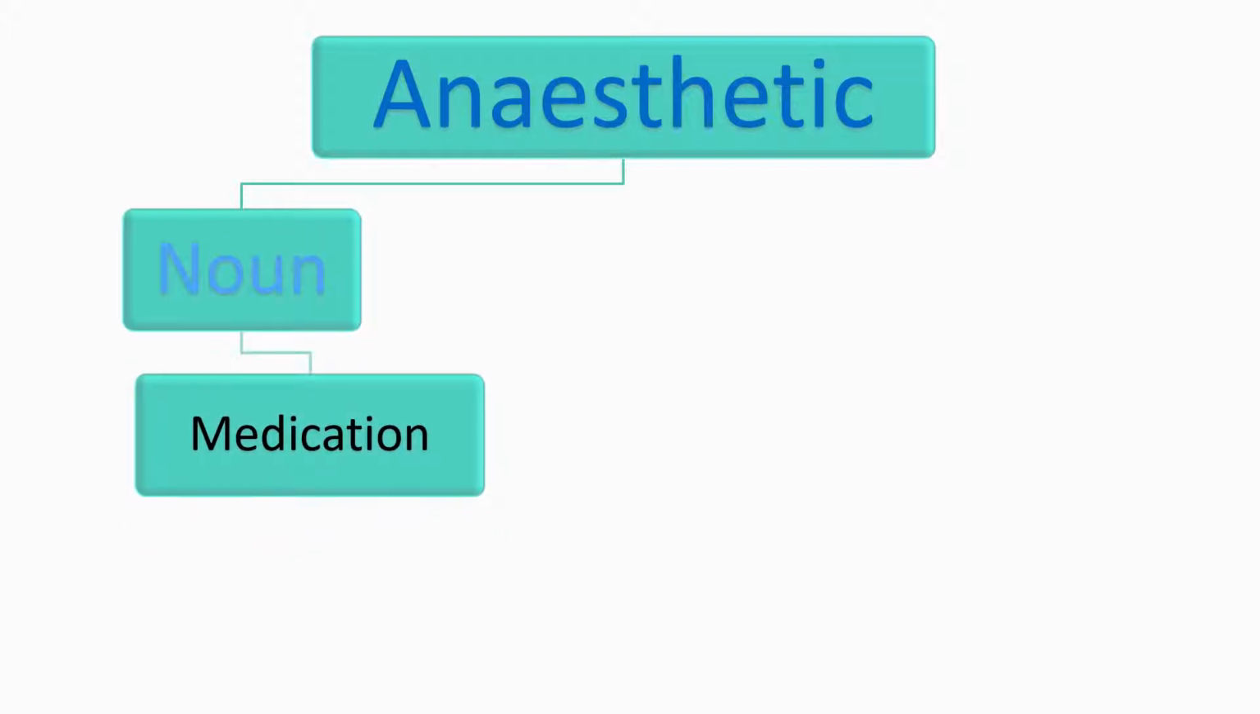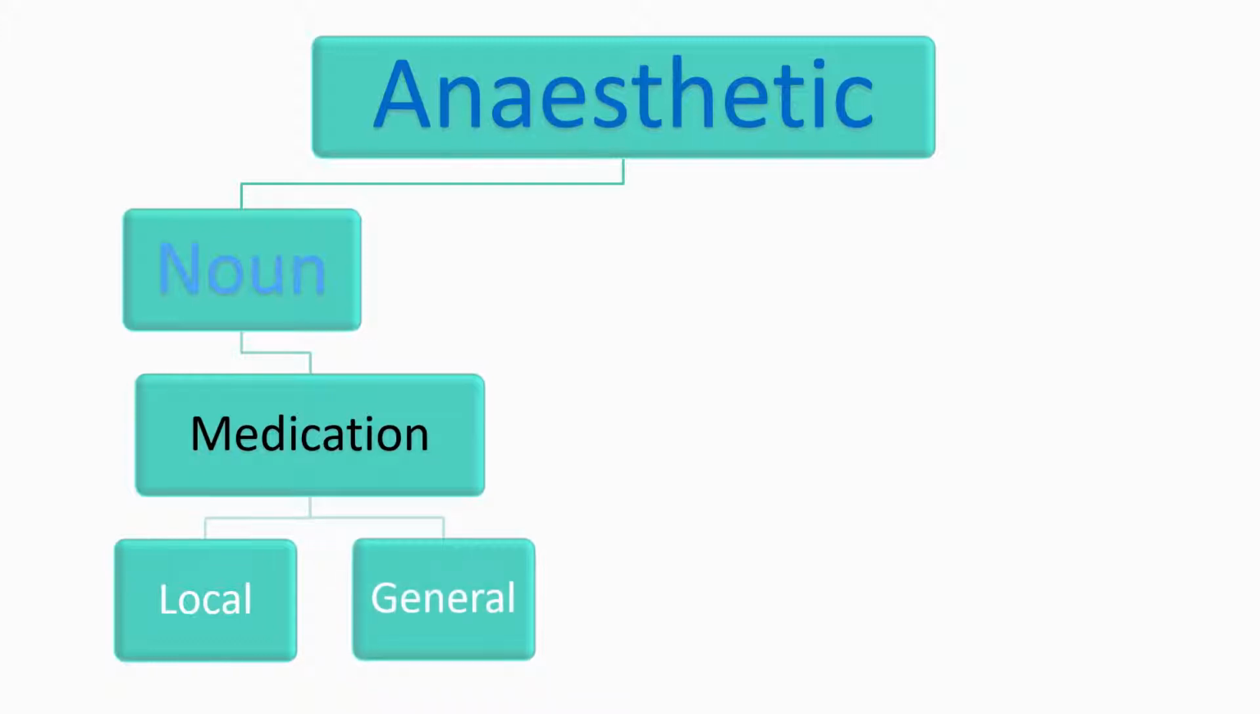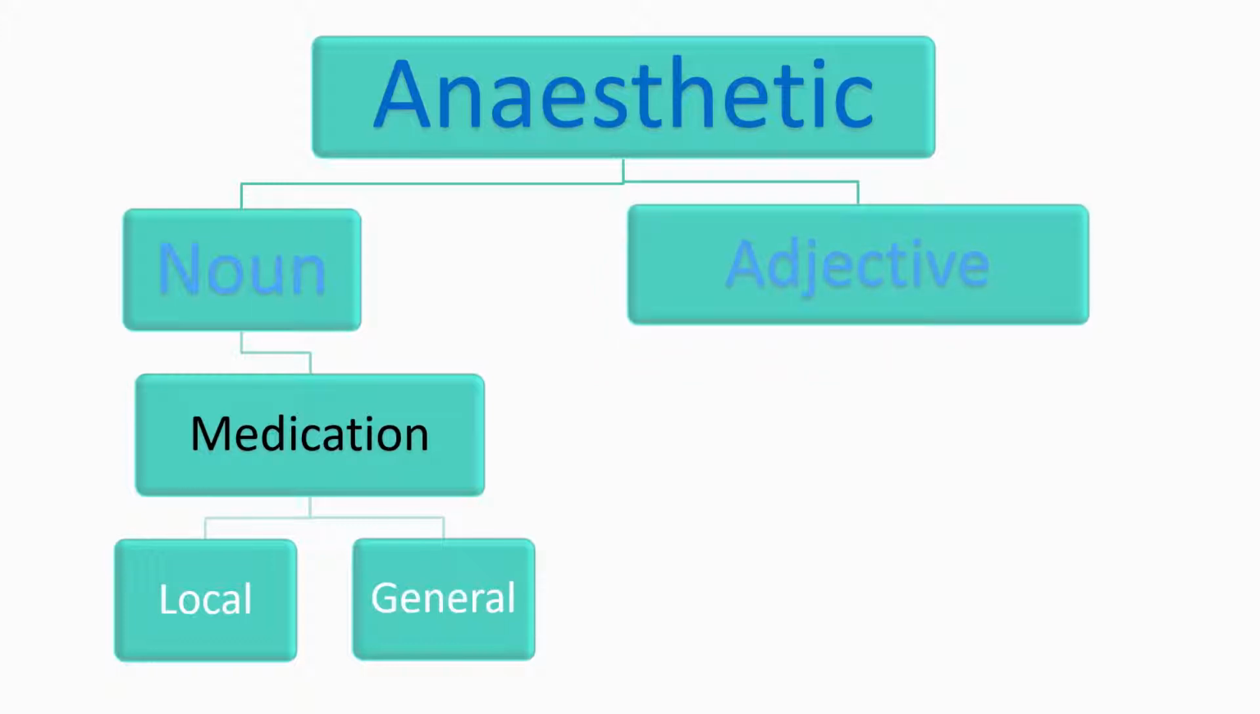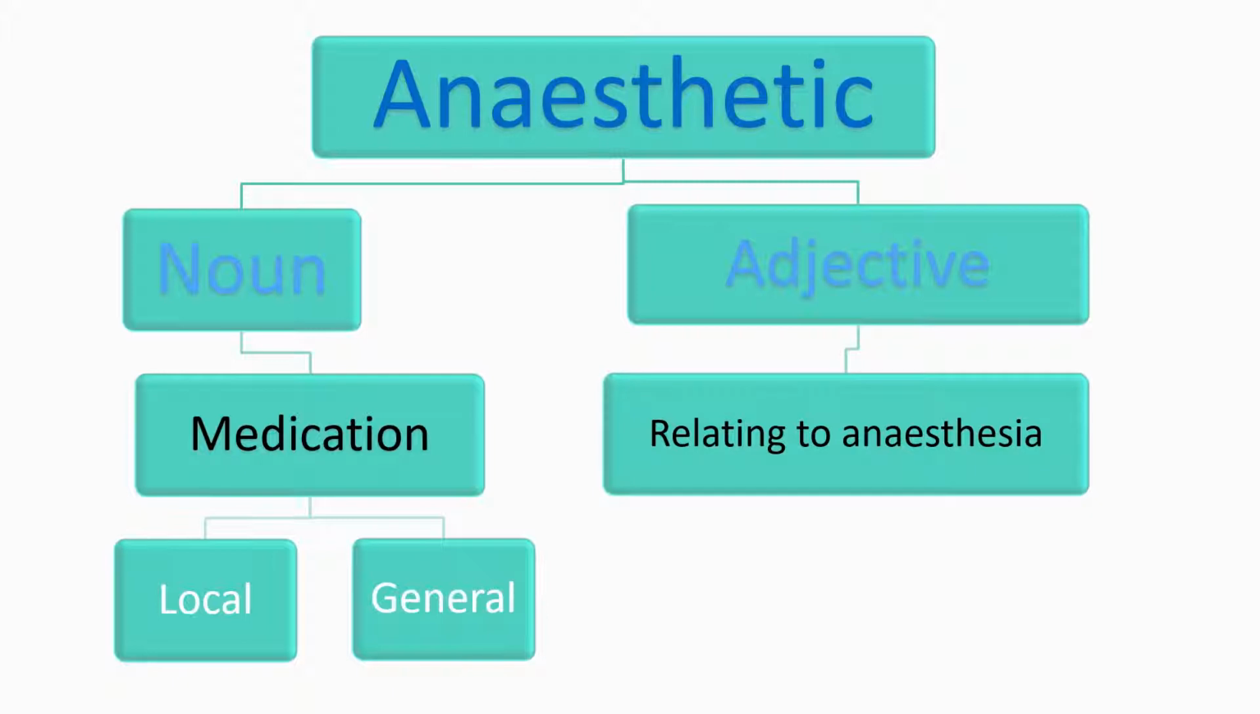Now we will talk about the meaning of the word anaesthetic. It can be used as a noun, and this refers to medication given to block sensation. This can be a local anaesthetic to block sensation over a certain area, for example for a procedure. This can also refer to a general anaesthetic. This means medication to cause a patient to be asleep for a procedure. The word anaesthetic can also be used as an adjective. This is used to describe anything relating to anaesthesia.